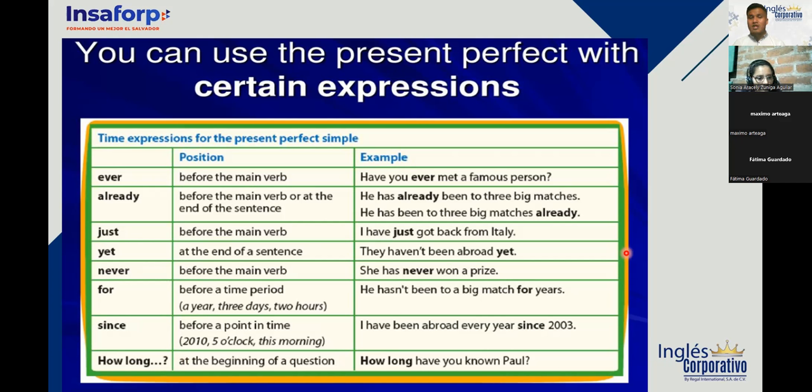So every single time that we have how long, it's very important that you know that you can also use the present perfect when you have the WH question, how long, okay? It's useful there. So when someone asks you the question like that, how long have you known Paul? ¿Cómo responderían? I have known Paul. ¿Utilizarían for or since?